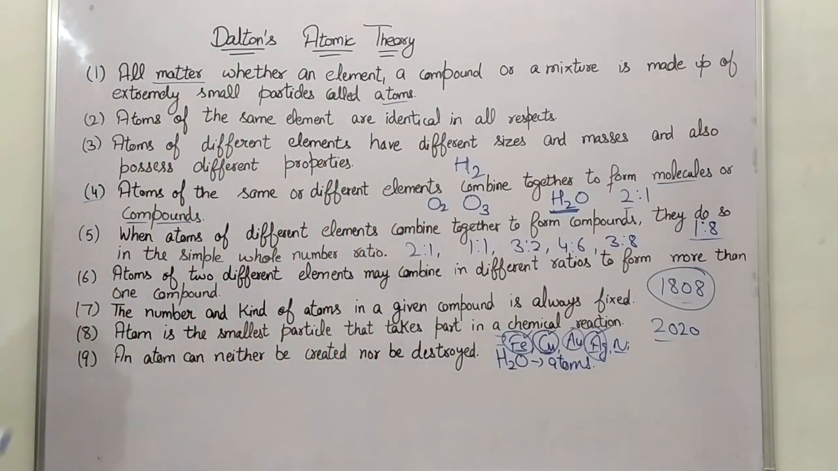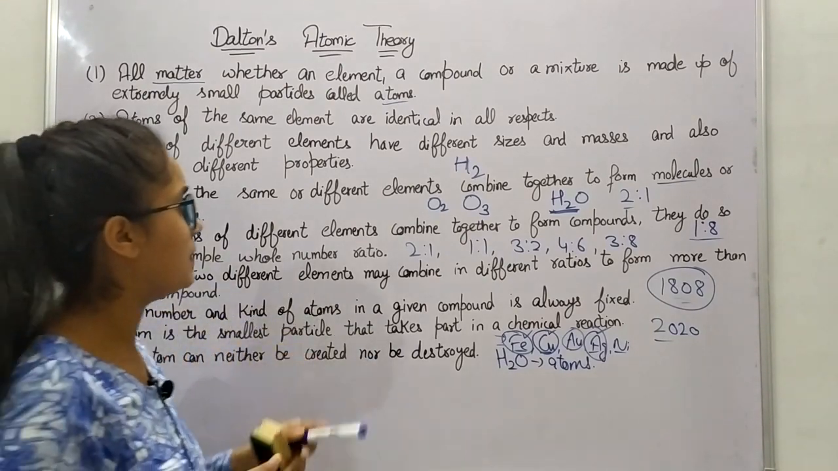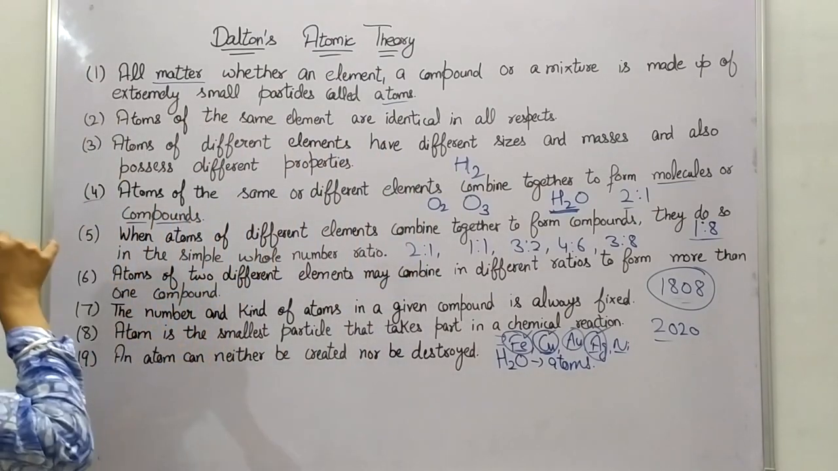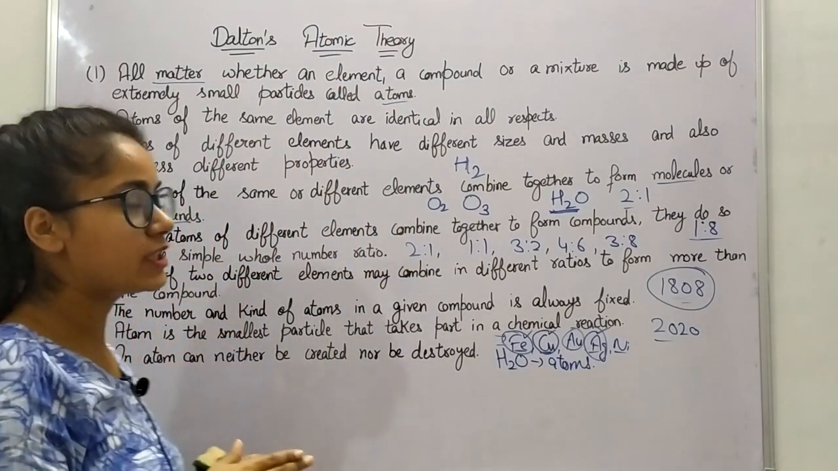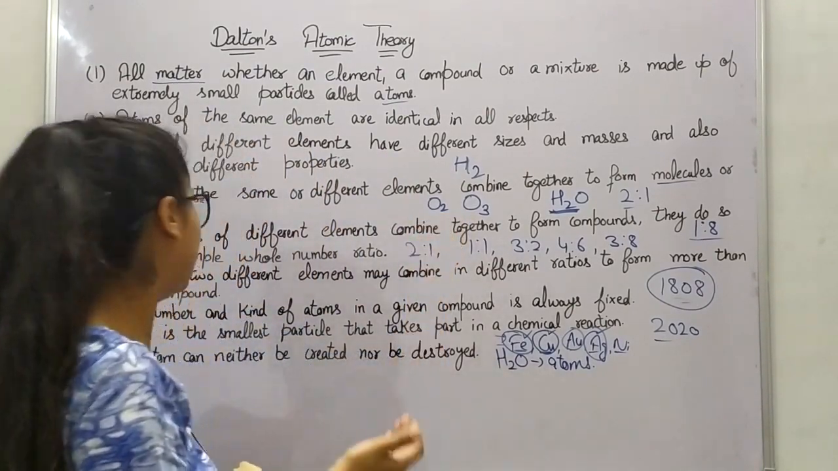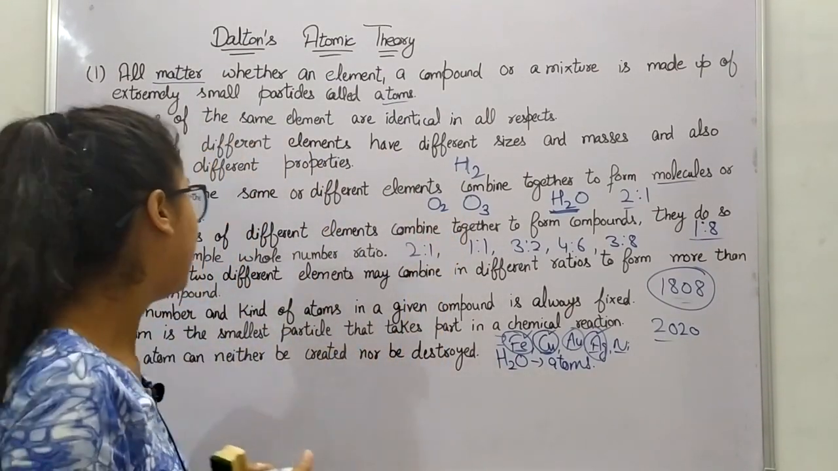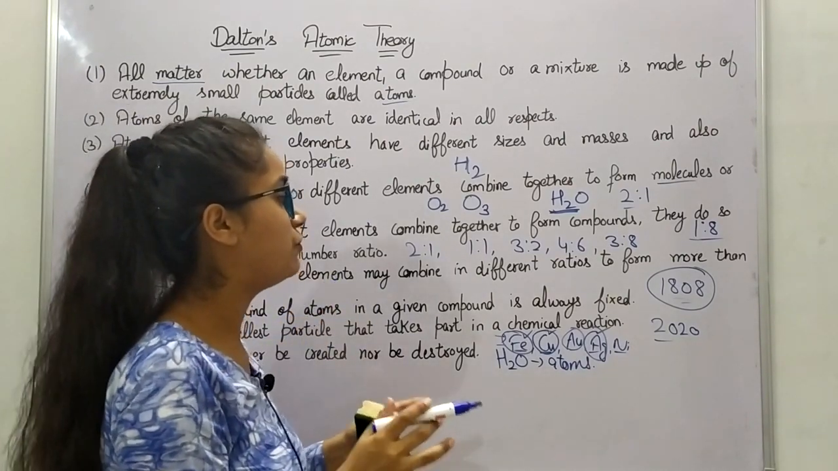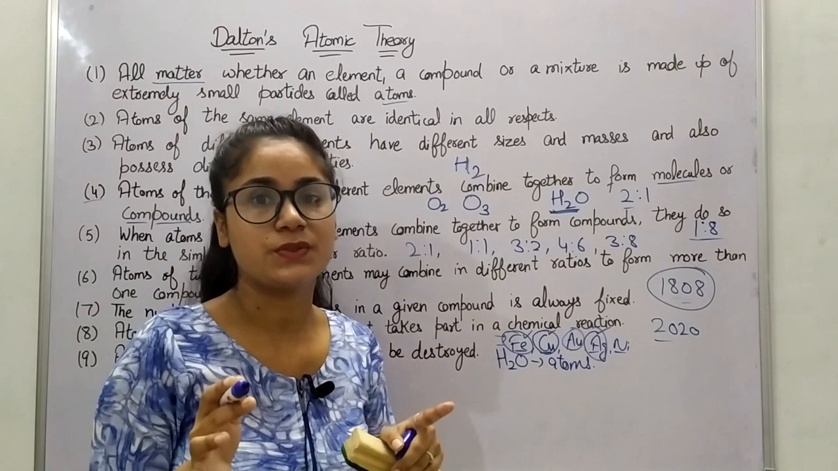Now comes the sixth point. In the sixth point, they have said atoms of two different elements may combine in different ratios to form more than one compound. Now this one is quite tricky. You would say this would be similar to the fifth one, but this one is quite tricky. How? Atoms of two different elements may combine in different ratios.